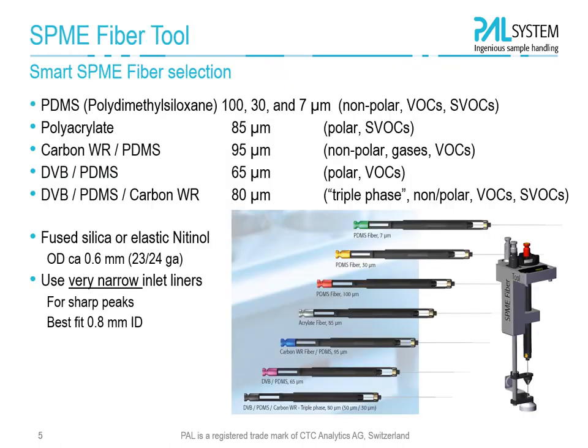Here's the classical SPME fiber. The fibers are available with all standard sorbent materials with coatings from 7 to 100 micrometer thickness. The fibers are made from fused silica or an elastic nickel titanium alloy. Diameters of the fibers compare to syringe needles with 23 or 24 gauge. For the best peak shape during desorption, a very narrow inlet liner of only 0.8 mm is recommended.